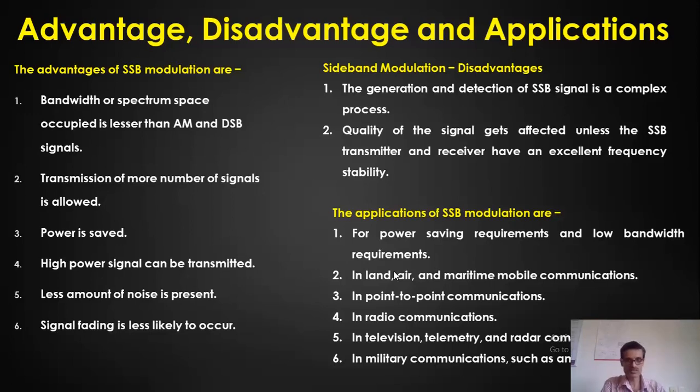In military communication, SSB is very useful, because it has its own secrecy or security: by using simple receivers, it is impossible to demodulate or detect the signal. Tuning becomes very difficult. So in military communication, it has the added advantage of security. Or you can use this in amateur radio also. SSB is used. So these are all the advantages, disadvantages and applications of SSB.